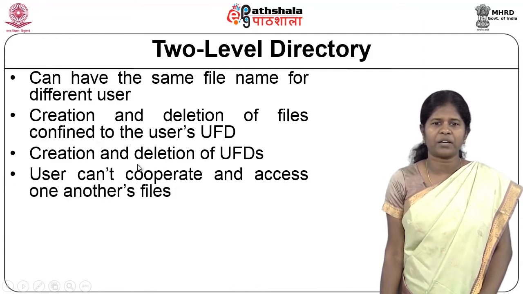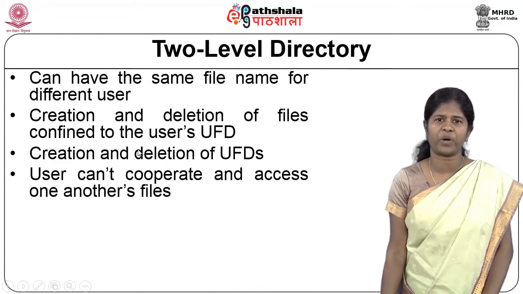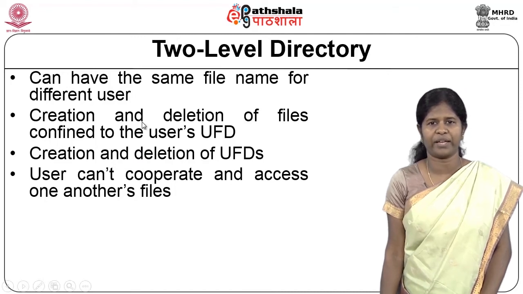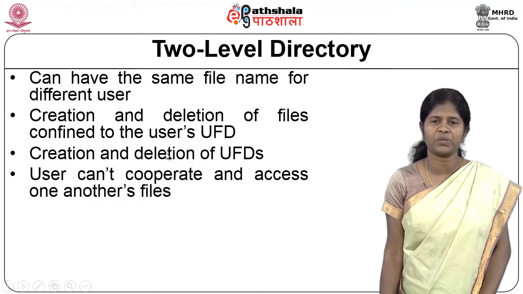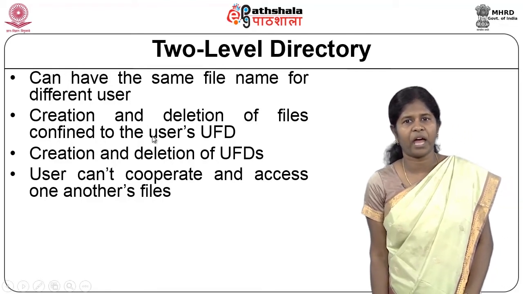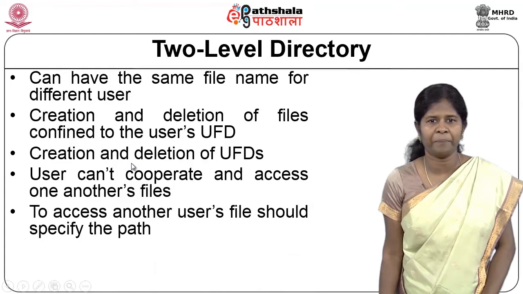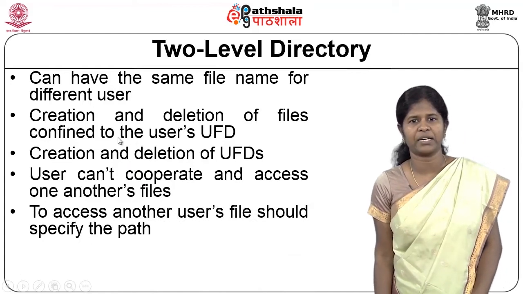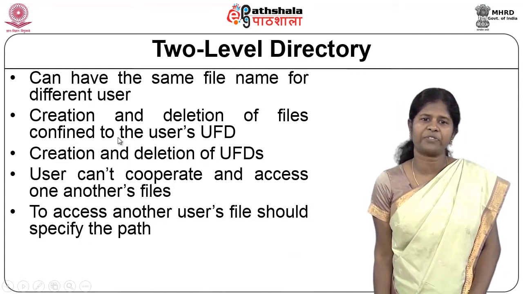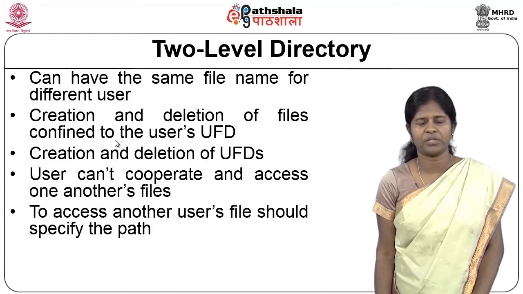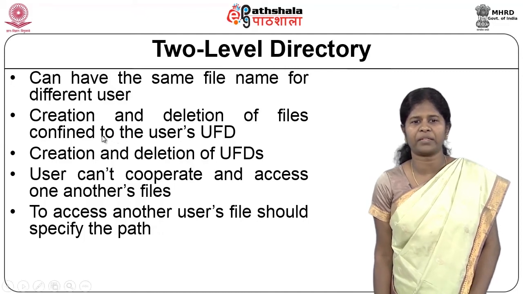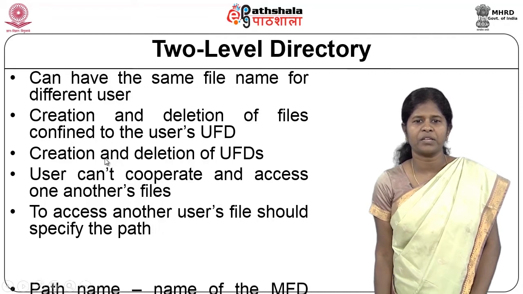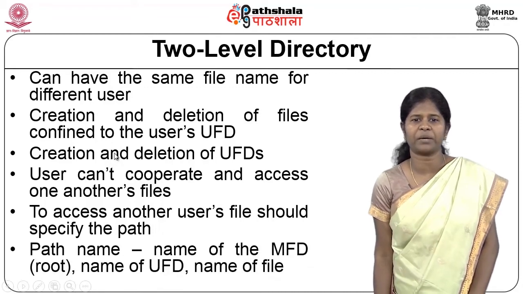The users can't cooperate and access one another's files in this 2-level directory. If one user wants to access another user's file, then they have to specify a path name, and only then they can access. Else accessing other users' files is not allowed. So, in a way there is some kind of security, but they can use a path name to access the other users' files. A path name will generally look something like this.